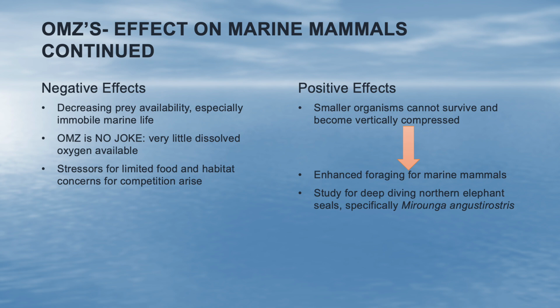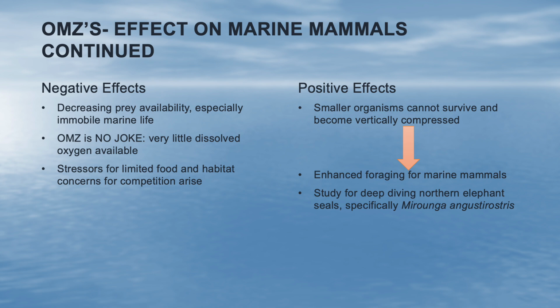And like I said here, the OMZ is no joke. There's very little oxygen that's available, and it's a full vertical region consisting of just no oxygen, or little to no oxygen. Thus, many of the marine life populations in general, especially mobile marine life, suffer very high mortality rates, or they migrate to different habitats, decreasing the availability of prey. Thus, this would increase the competition of marine mammals for this limited prey, driving many psychological stressors for these marine mammal populations.